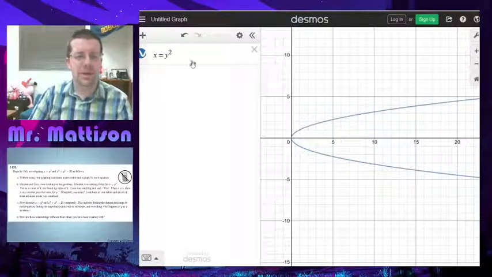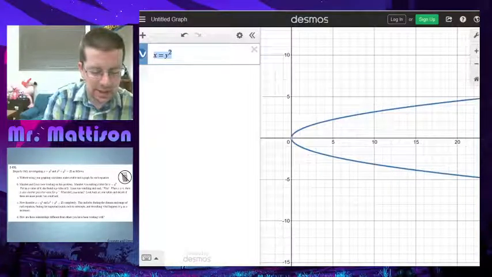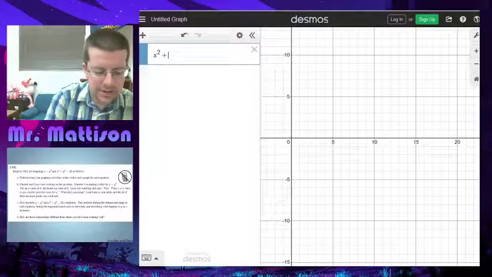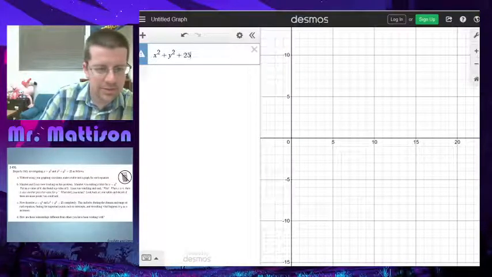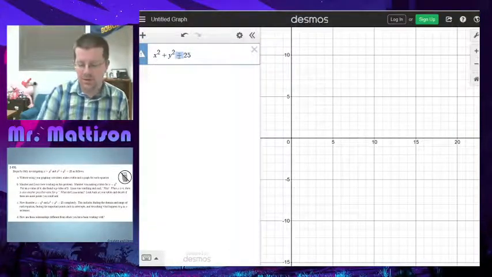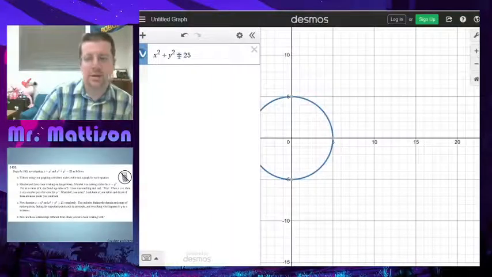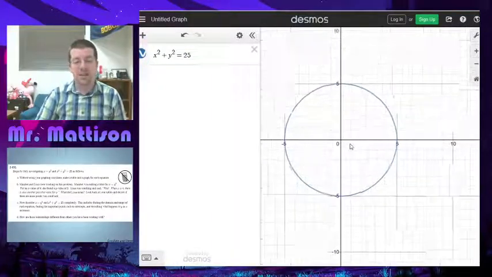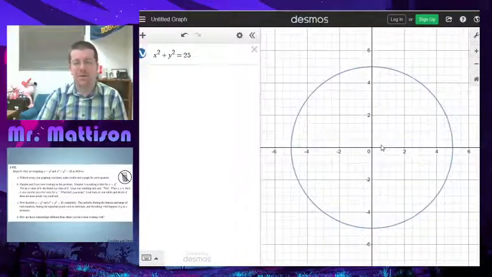When you graphed the other one, which was x to the second plus y to the second equals 25, oops, equals, not plus. There you go. We get this. We get a circle, which hopefully you kind of found.